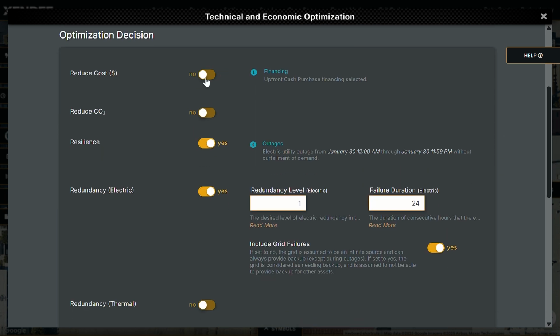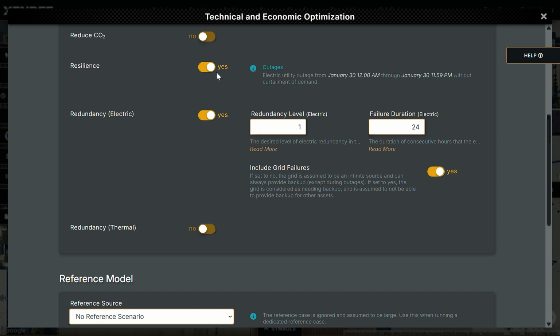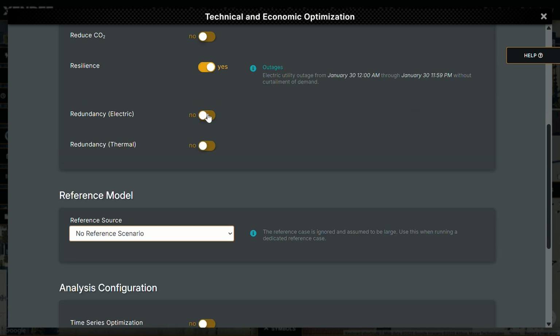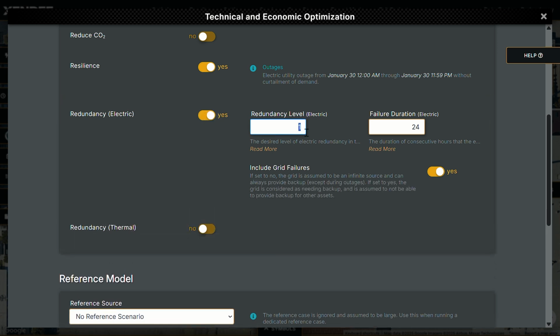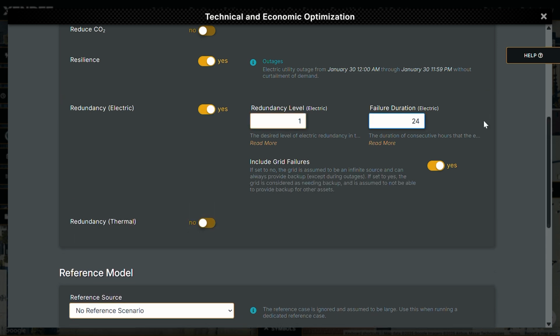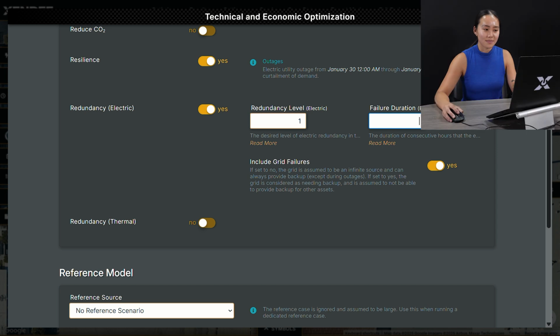Here in the optimized window, we select reduce cost as our objective. We also have to enable redundancy. Here we have to define two parameters. The redundancy level defines how much electric redundancy must be achieved in the solution. I set the level as 1, so that means at any given moment, including the outage, the reserve capacity is 100% of whatever the biggest electric provider is. Out of all the technologies in our system that might fail, we plan around the worst case failure.